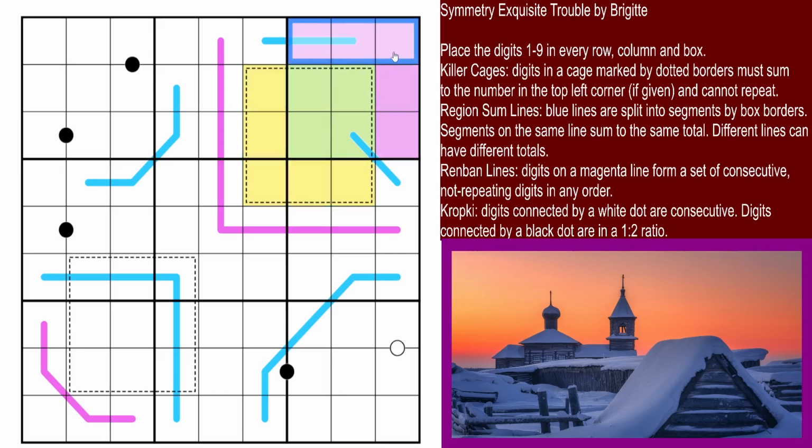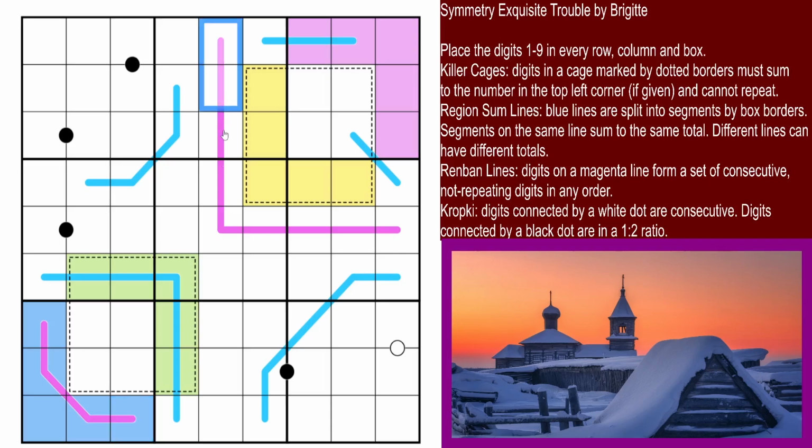So all the pink digits must be yellow digits, and similarly here. It's the same symmetry you can see here. So all these digits must be the same as this digit. Okay. So that is one thing. So these digits must be the same as this digit, and this digit must be the same as this. That is one thing I can immediately see.